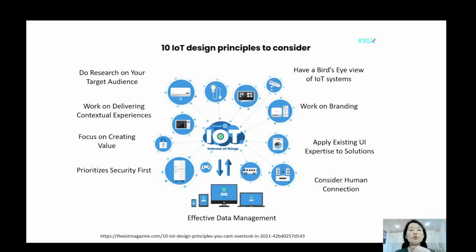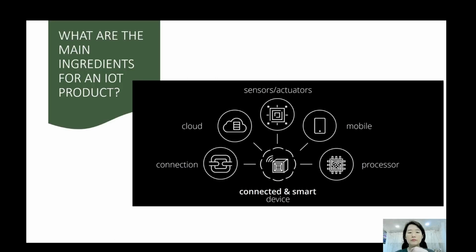And lastly, do research on your target audience. What are the main ingredients for an IoT product? You will need to have sensors or actuators, that's for sure. And you will need a connection for the sensor connected to the cloud. The cloud will be the storage of your data most of the time, and also your application.